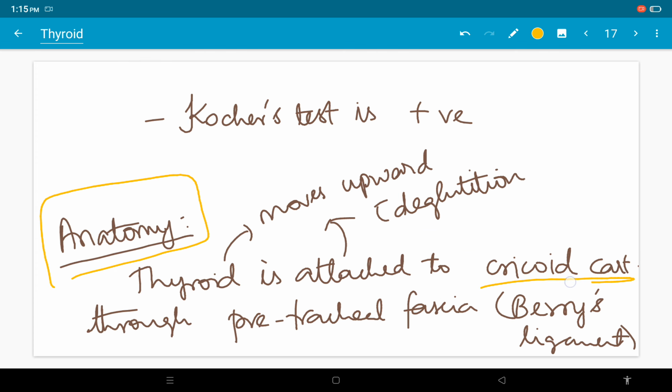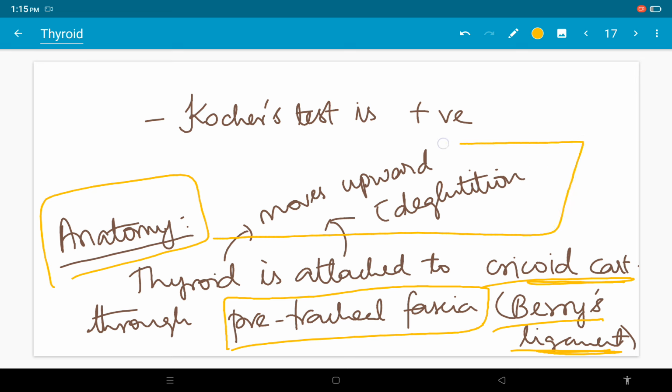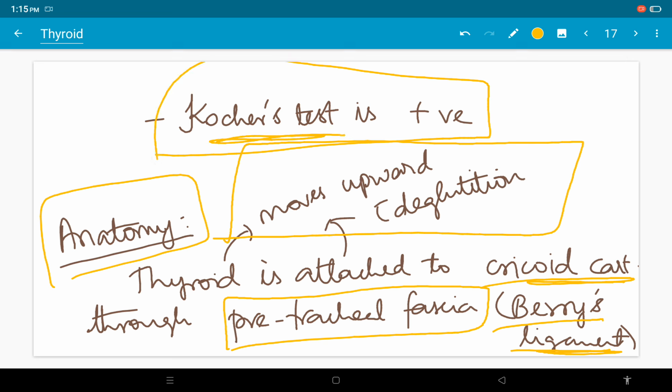The thyroid is attached to the cricoid cartilage through the pretracheal fascia, which is condensed. It is also known as Berry's ligament, because of which any swelling associated with the thyroid gland will move upwards with deglutition. So that is how you differentiate a thyroid swelling. Kocher's test is positive in multinodular goiter. Kocher's test is used to check the involvement of the larynx.